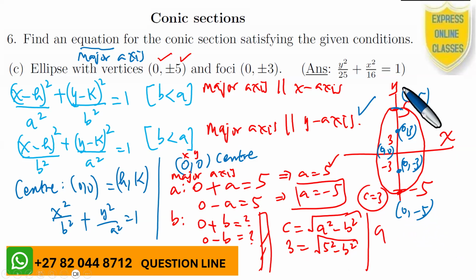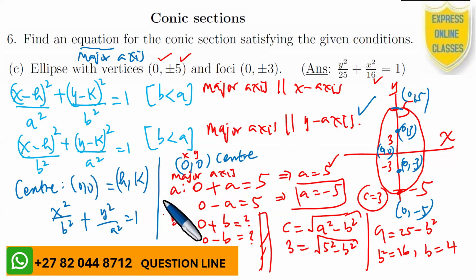So let's continue. If you square both sides, you get 9 is equal to 5 squared, which is 25, minus B squared. Which means that B squared is 25 minus 9, which is 16. Which means B is equal to 4, but B squared is 16. So we're done with this one. We got everything.